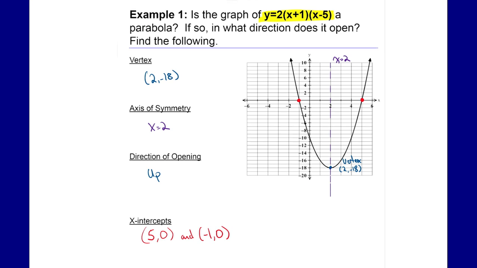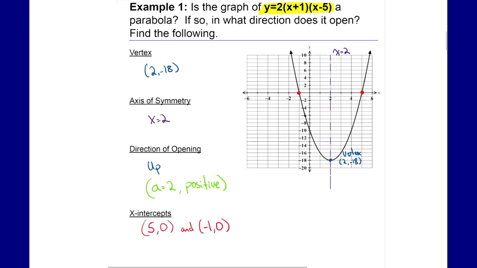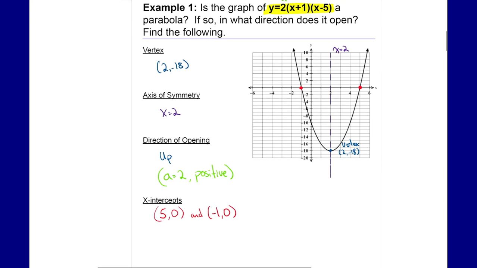Well, we might notice, let me do this in green, opens up, right? We have an a value of 2. So an a value of 2, or we might say it's positive. Right? We have a number out front, it's multiplying, that's positive, that might indicate that it opens up. The x-intercepts, we see them from the graph, but in the equation, it's actually the opposite of the values in the brackets.